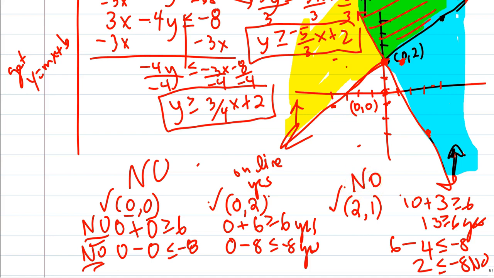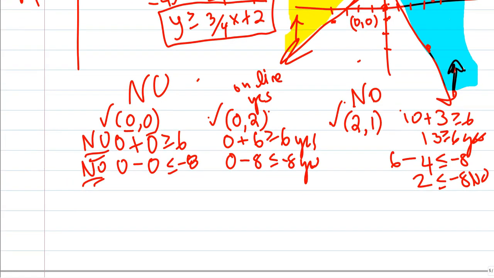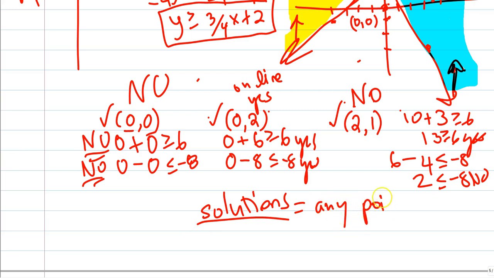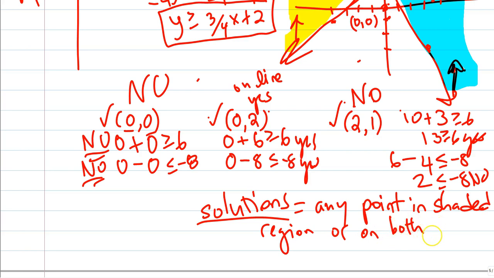Why not? It has to be in the area where they both shaded or on the line. So our solutions for this are going to be any point in the shaded region. Now remember, that shaded region is the shaded region that they share, or on both lines. And why does this work on both lines? Because both lines were equal to. Both lines were solid.